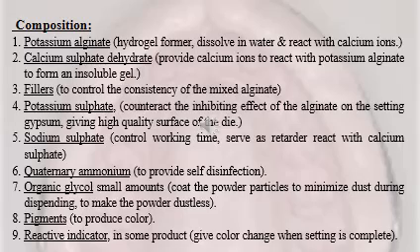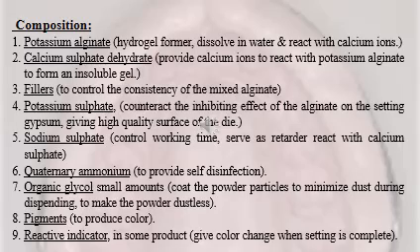Composition of alginate. 1. Potassium alginate, hydrogel former, dissolves in water and reacts with calcium ion. 2. Calcium sulfate, dihydrate, provides calcium ions to react with potassium alginate to form an insoluble gel. 3. Filler, to control the consistency of the mixed alginate.